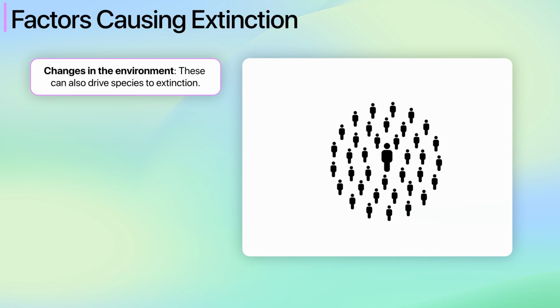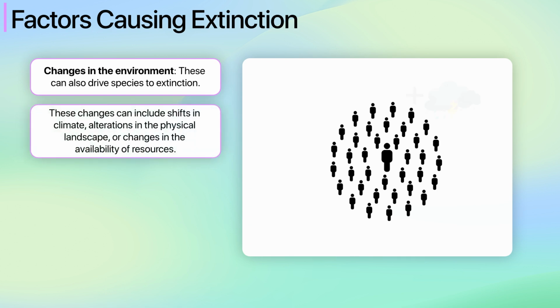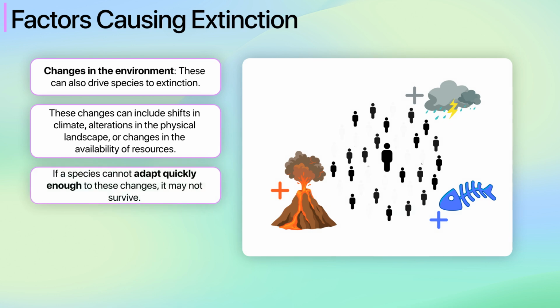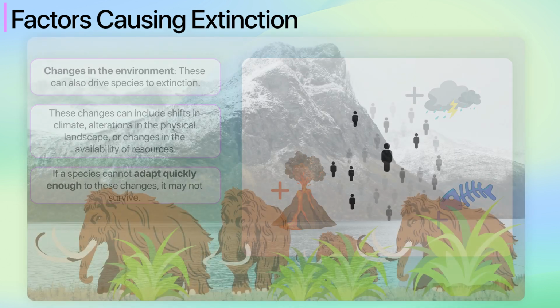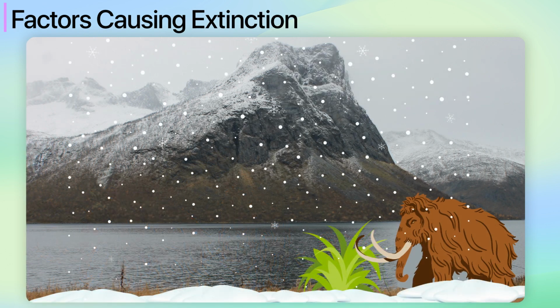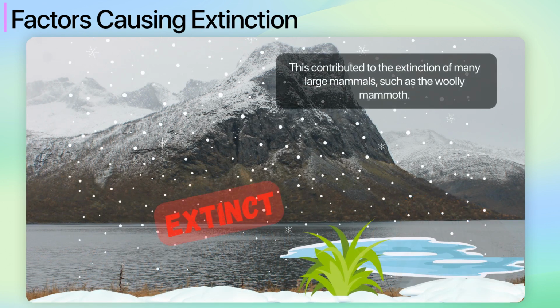Changes in the environment can also drive species to extinction. These changes can include shifts in climate, alterations in the physical landscape, or changes in the availability of resources. If a species cannot adapt quickly enough to these changes, it may not survive. For example, the rapid climate changes at the end of the last ice age caused habitat loss and altered food sources, contributing to the extinction of many large mammals, such as the woolly mammoth.